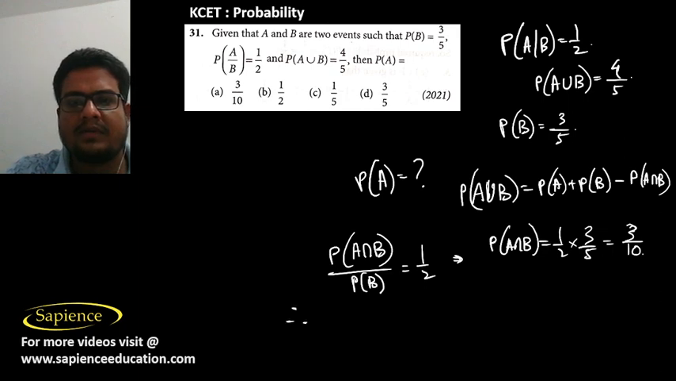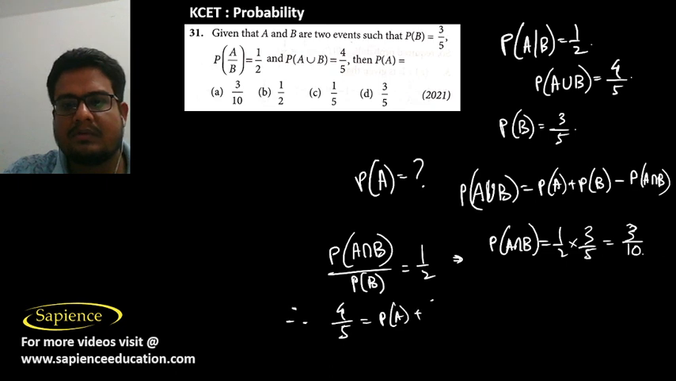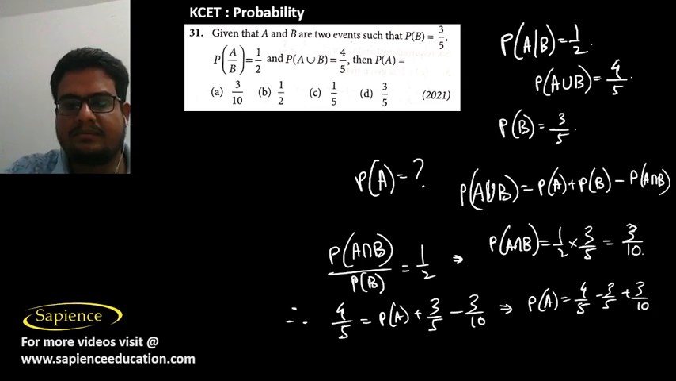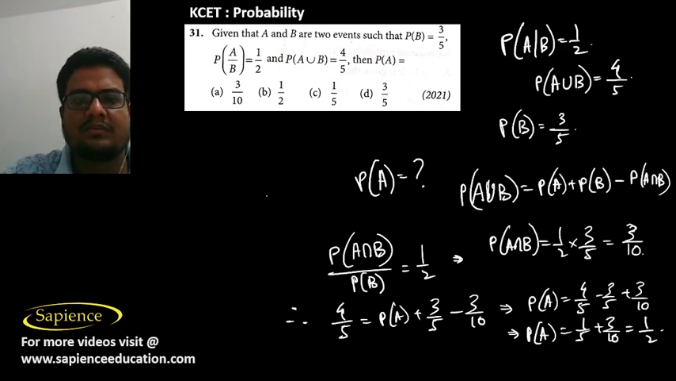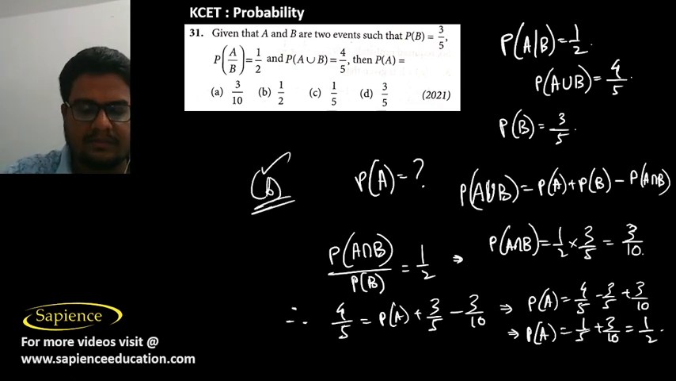So therefore P of A union B, that is 4 by 5, is equal to P of A, which you have to find, plus P of B that is 3 by 5 minus 3 by 10. So therefore P of A is equal to 4 by 5 minus 3 by 5 plus 3 by 10. So P of A will be equal to 1 by 5 plus 3 by 10, that will be equal to 5 by 10, that is equal to 1 by 2. So option B is the correct answer.